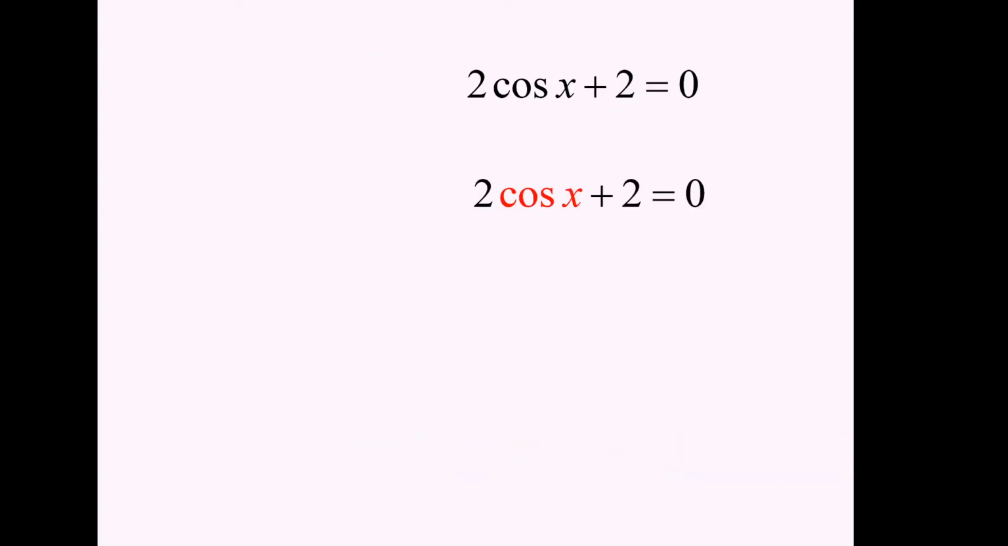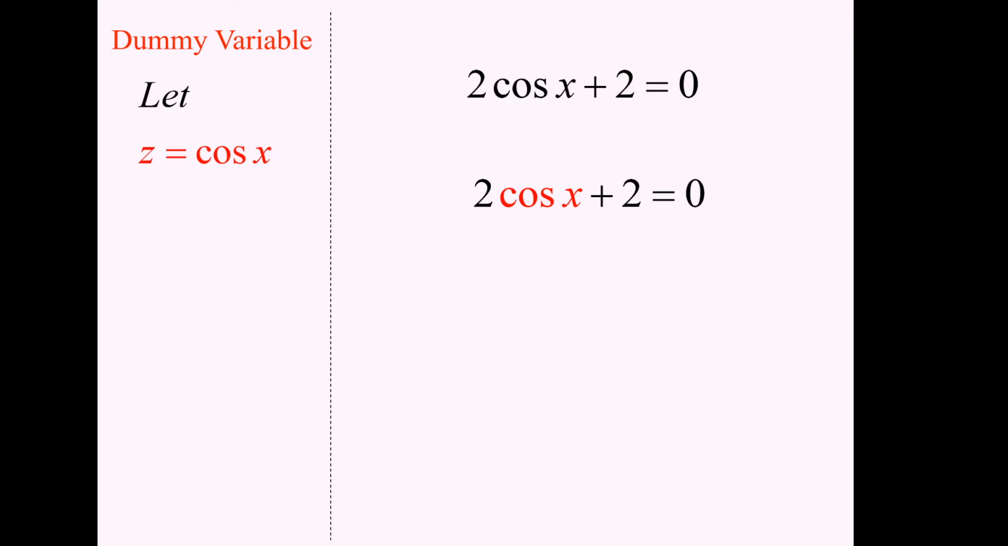Anytime you solve a trigonometric equation, that means we want to find the original value of the angle. Let's say we have 2 cosine of x plus 2 equals 0. One thing we can do is set up z as a dummy variable. So let z equal cosine of x. This technique is kind of like substitution. You solve for z first, and once you solve for z, you can unpack, solve for cosine of x, and find the value of x.